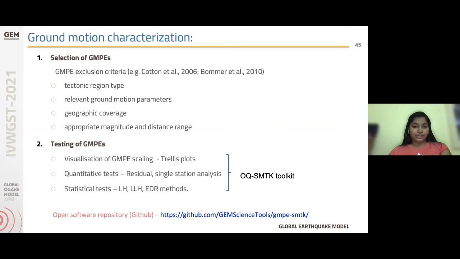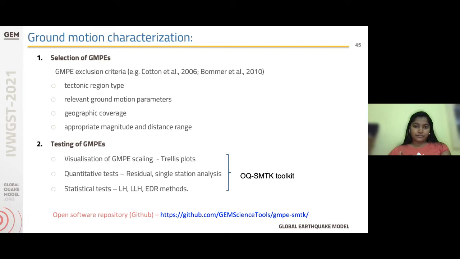And apart from that, next comes the geographic coverage. There are studies which have shown that Central and Eastern North America is tectonically compatible with the stable continental region of India. So it is a common practice in hazard studies in India to use the GMPEs which have been developed in NGA-East. So this is also another criterion that needs to be taken care of. And if there are GMPEs that have been developed for the region itself, then higher priority is always given to the region-specific GMPEs.